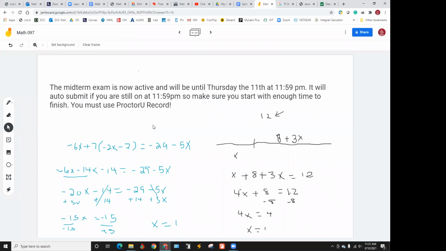You got to hold up your ID and your calculator, so that way we know who you are. They want you to verify your ID, because if they don't see your ID, they flag it and they send it out to the department. All right. So make sure you do that.